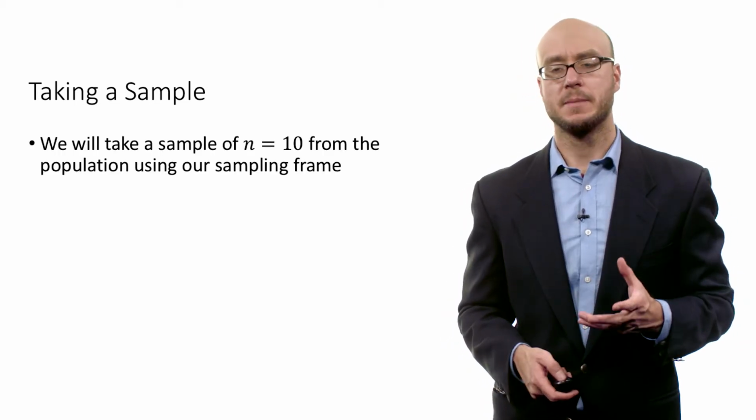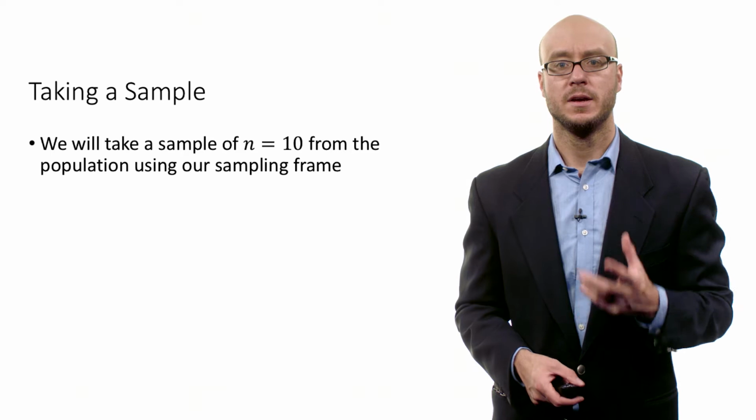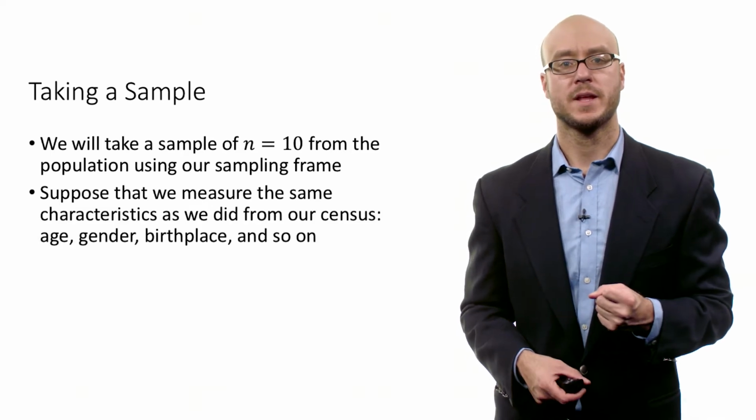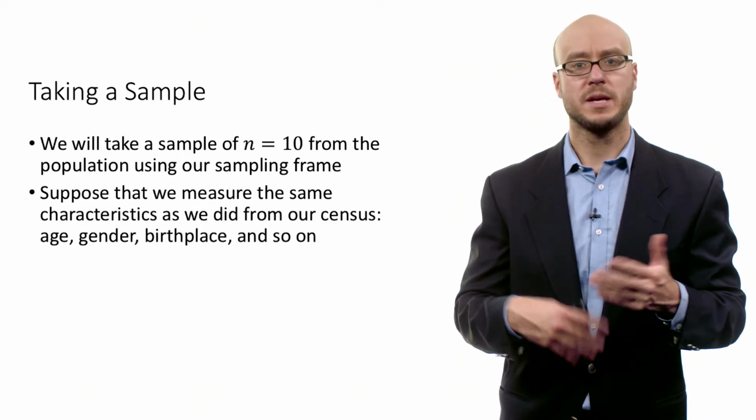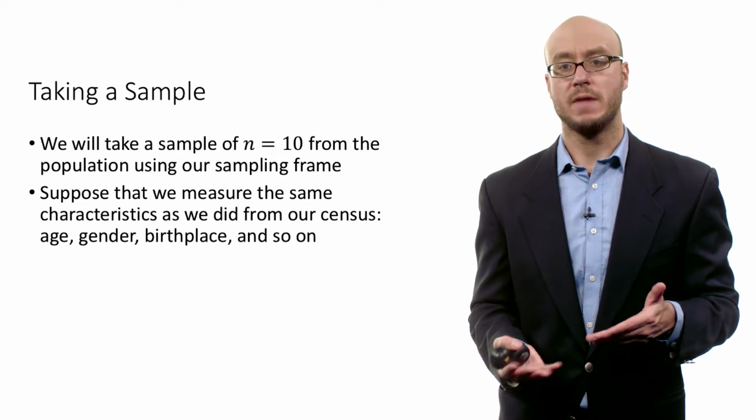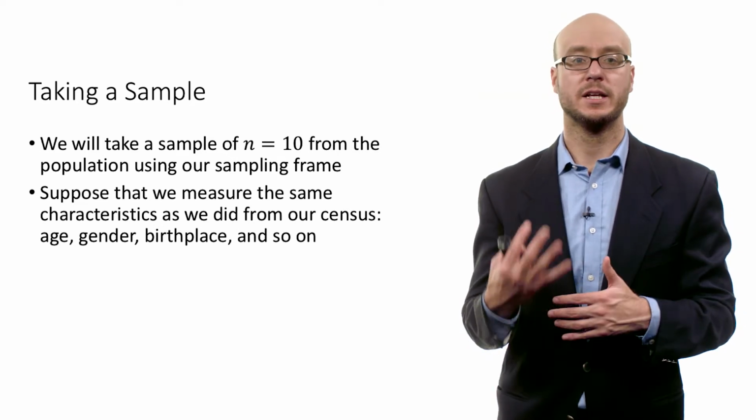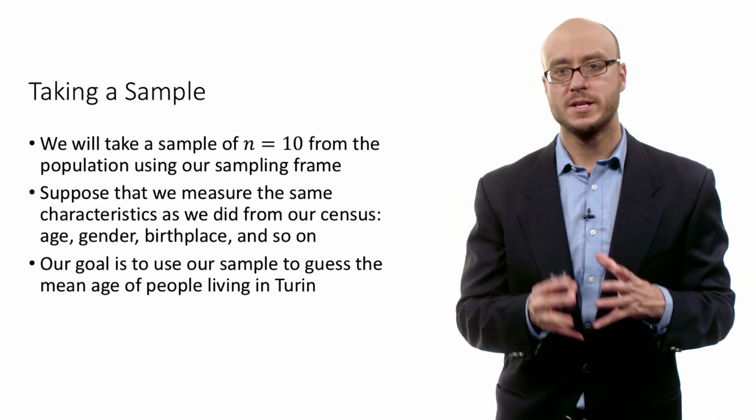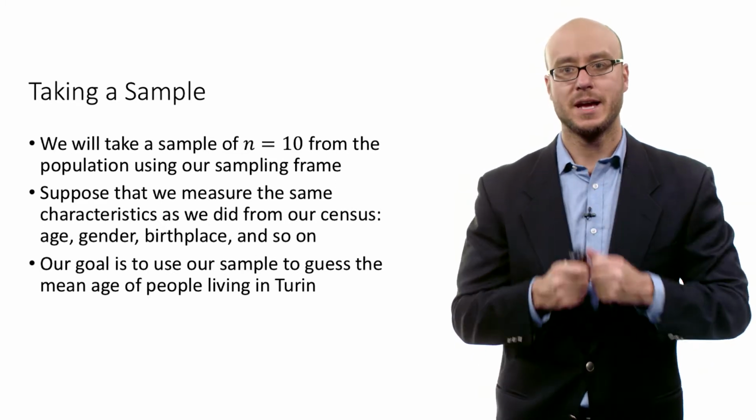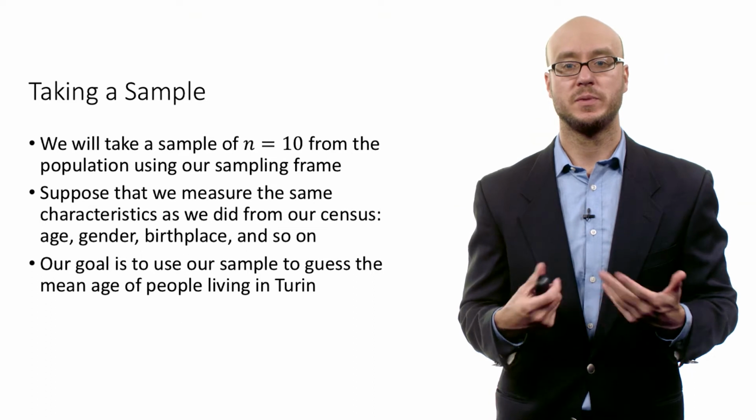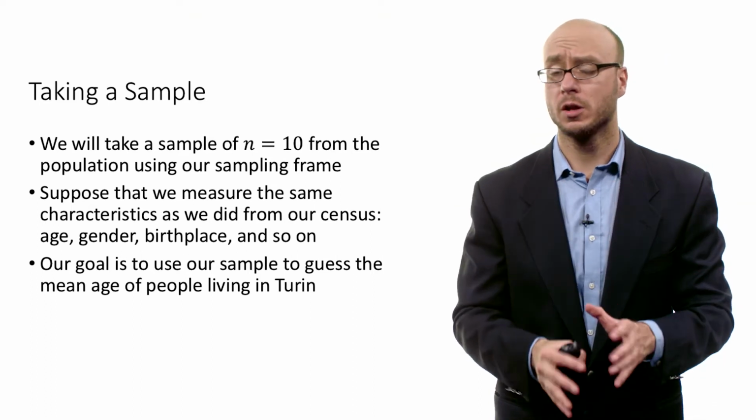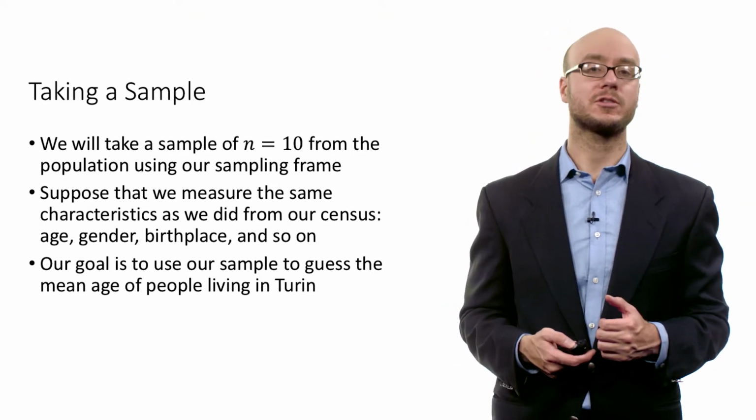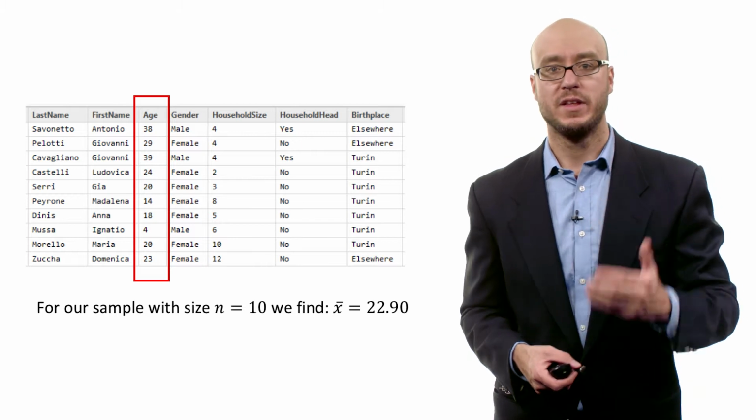We're going to take a sample size of 10 people from our population, and we're going to measure the same characteristics as we did for our census. So we're going to look at age, gender, birthplace, and so on. The entire point is we're going to see if we can use this sample to guess the mean age of people living in Turin, Italy. Because if you recall, normally we wouldn't have the actual population. We just have that sampling frame.